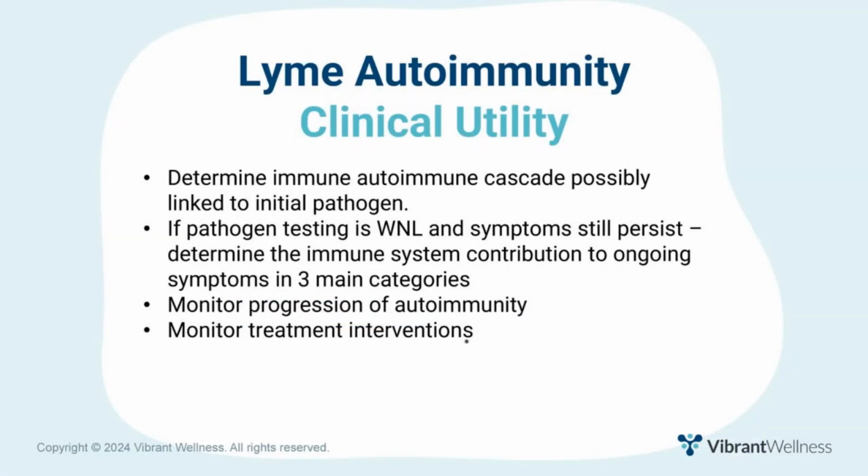So what's the clinical utility of testing Lyme autoimmunity? It's really to tease out, what are we looking at? Are we looking at a persistent pathogen? Are we looking at an autoimmune sequela? Are we looking at both? So you can help to determine the autoimmune cascade that was linked to the initial pathogen. If your pathogen testing is within normal limits, you can see what is the immune system's ongoing contribution in those three categories.